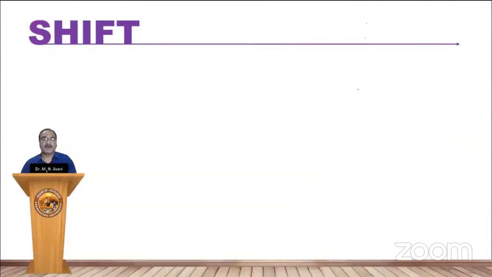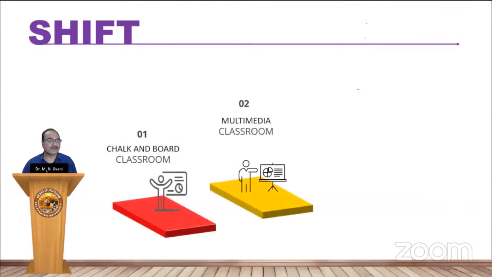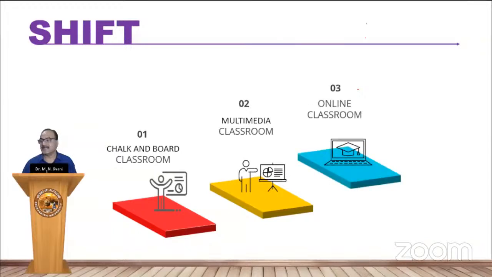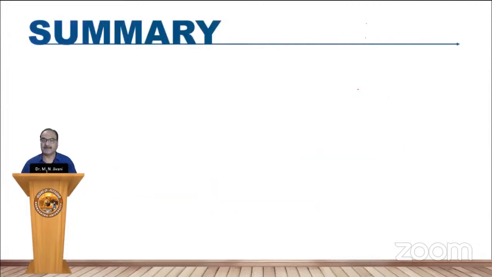Now what is the shift? Earlier, we had the chalk and board classroom, and then the classroom was converted into the multimedia classroom, and the third phase came, which is the online classroom, and now we have a studio-like classroom, which is the hybrid classroom, right? Simultaneously, the physical class is going on, and from the same class, material is broadcast for the online community, right? This will be done.